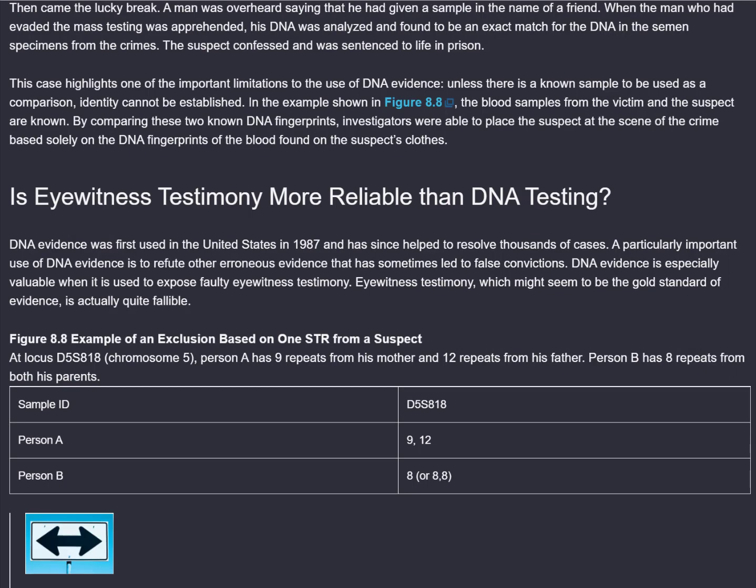Then came the lucky break. A man was overheard saying that he had given a sample in the name of a friend. When the man who had evaded the mass testing was apprehended, his DNA was analyzed and found to be an exact match for the DNA in the semen specimens from the crimes. The suspect confessed and was sentenced to life in prison.